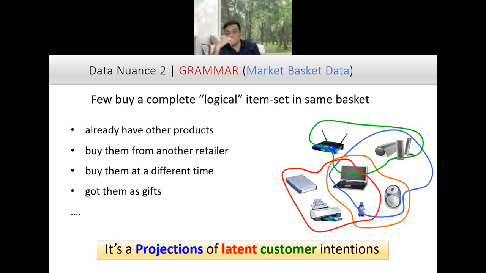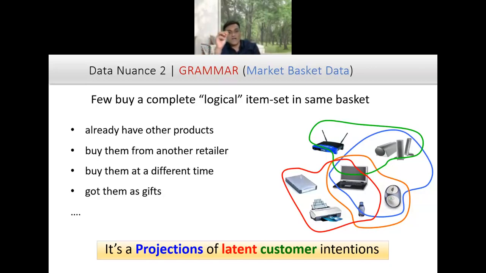Now, another example of data nuance is market basket data. We have seen that kind of data purchased from different places. If you buy a complete logical item set in the same basket, if I have gone to a Chroma store, I might have purchased a camera or a laptop, but I have not purchased a printer from there. I have purchased the printer from an HP showroom, or I might have purchased a mouse from the Amazon website. So there is a different logical combination of the same sort of data.